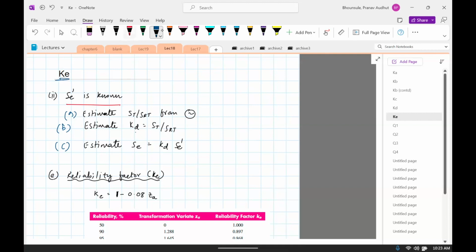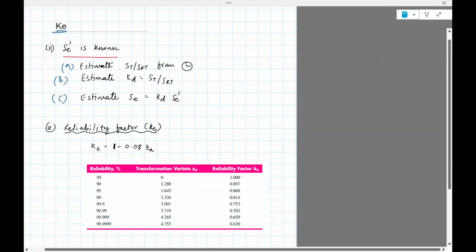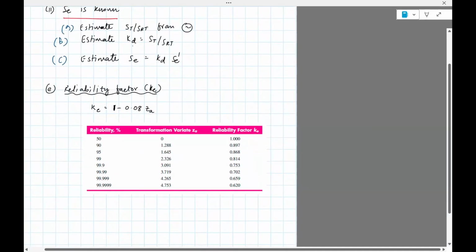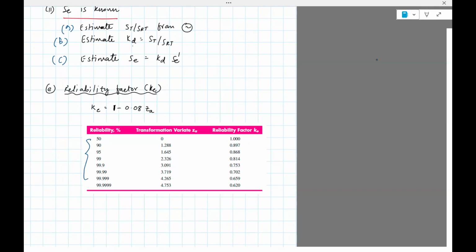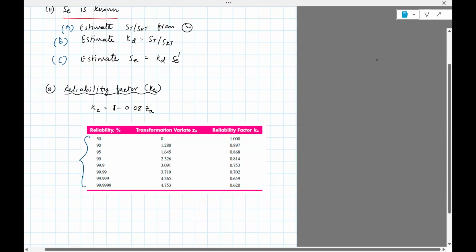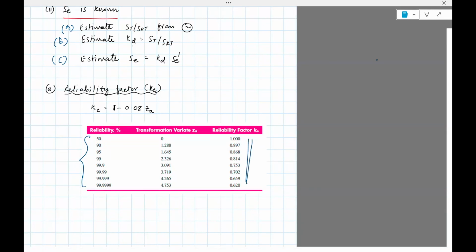This is the last factor. KE is a reliability factor. It's as simple as looking at the reliability of the machine element which is in the field. Okay. Hopefully there's a different calculation which tells you that. Once you know that, you can compute KE as follows. So if the reliability is 99%, you'll use a KE of 0.814. If the reliability is 99.999%, then you use 0.620.